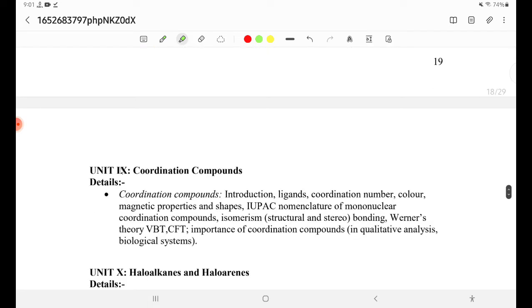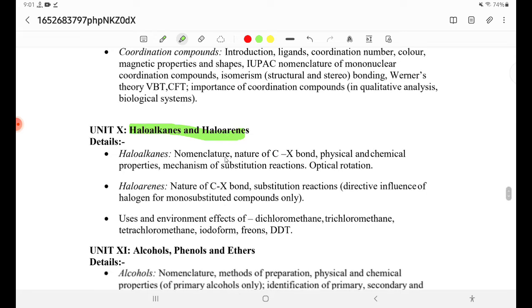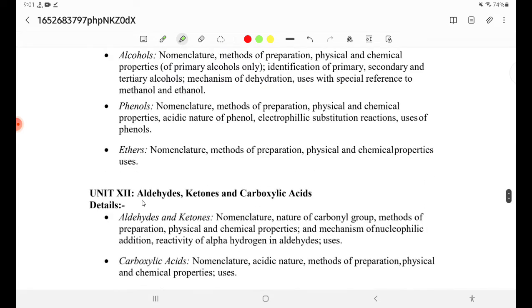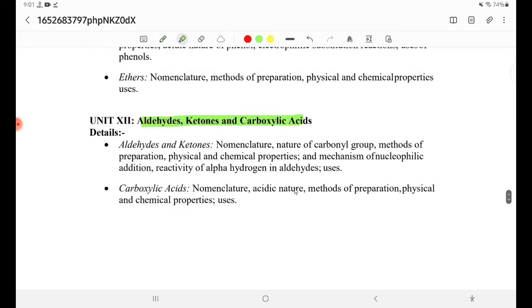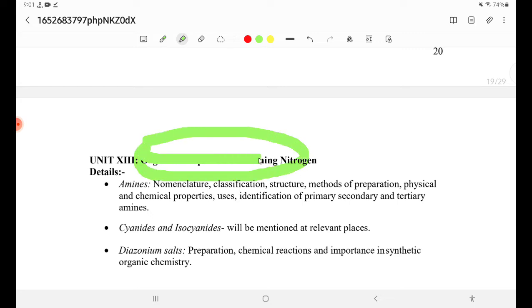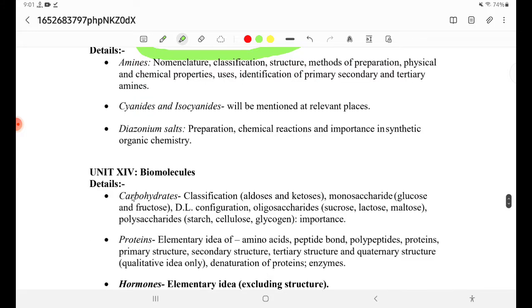And the 9th chapter is coordination compounds, and the 10th one is haloalkanes and haloarenes. The 11th one is alcohol, phenol and ether, and the 12th one is aldehyde, ketone and carboxylic acid. The 13th is where organic chemistry starts. It is the first chapter of class 12 organic chemistry, the organic compounds containing nitrogen. And the 14th chapter is biomolecules.